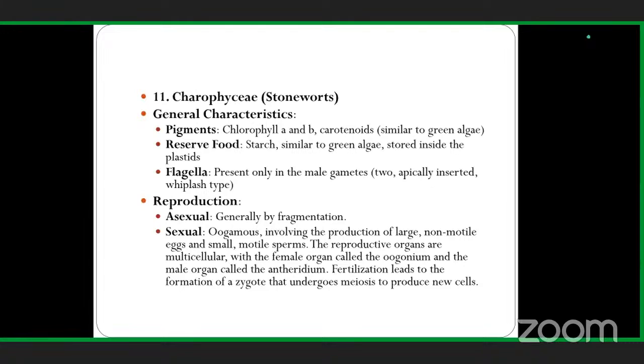Next is sexual reproduction, involving the production of large non-motile eggs and small motile sperm. That is the oogamous type. The reproductive organs are multicellular, with the female organ called the oogonium and the male organ called the antheridium. Fertilization leads to the formation of a zygote that undergoes meiosis to produce new cells. So this oogamous type means there is a non-motile large egg and motile small sperm, and that leads to fertilization.